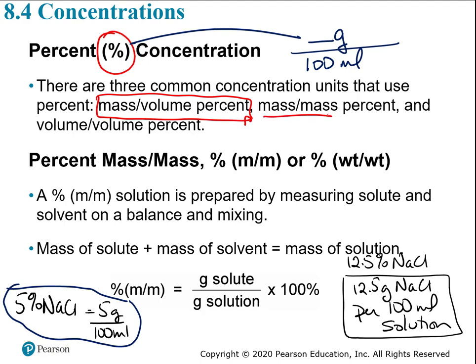There are others. There is mass to mass, which would be if you were weighing samples out. There is volume to volume if you were working with liquid solutions. So if you were working with two completely liquid solutions, one liquid was the solute, one liquid was the solvent, then you would have volume to volume. But really, if you're most comfortable with the mass, just concentrate on the mass to volume, because that's what most of our solutions are. That's what most of the solutions you work with in healthcare are going to be in that form.